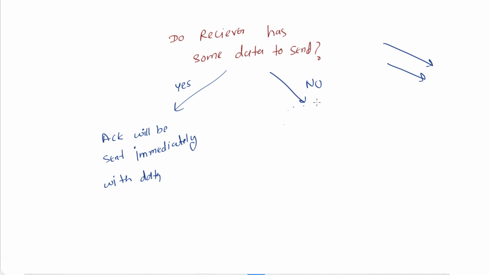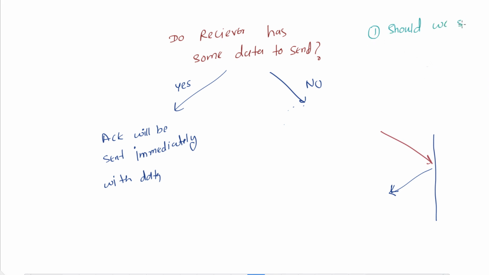Now, suppose I receive one packet and I do not have any data to send, which means I just need to send only an acknowledgement. Should I send the acknowledgement right away, or should I wait for some time, or should I wait for some packets? I hope you got it. So these are the three questions. Actually, it is just one question that I'm writing in different forms.